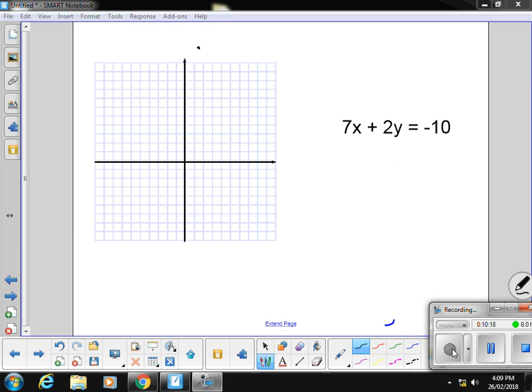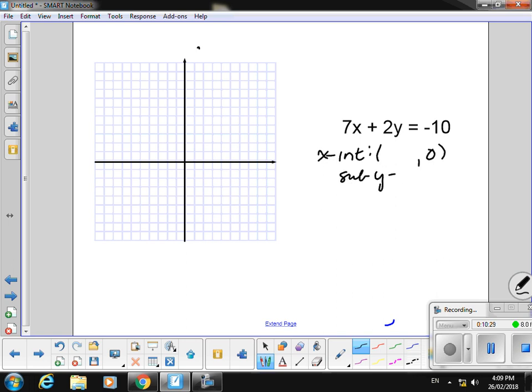For one last one, we're going to graph this using x and y intercepts. So my x-intercept for this one is where my y value is 0. That would leave me with 7x equals negative 10. If I divide both sides by 7, it's kind of ugly, but I have my x-intercept.